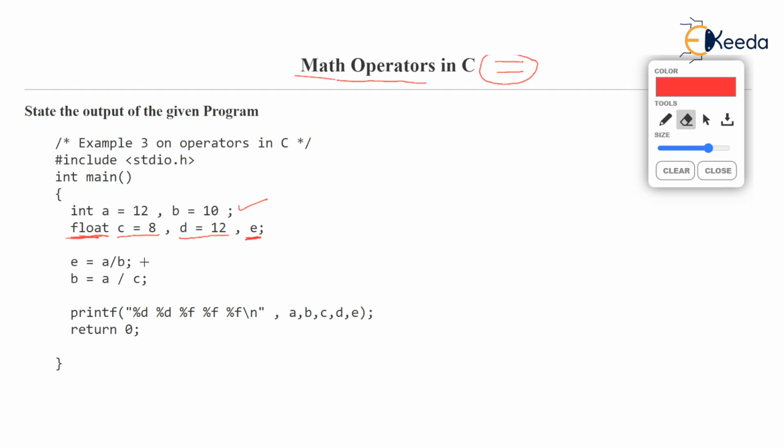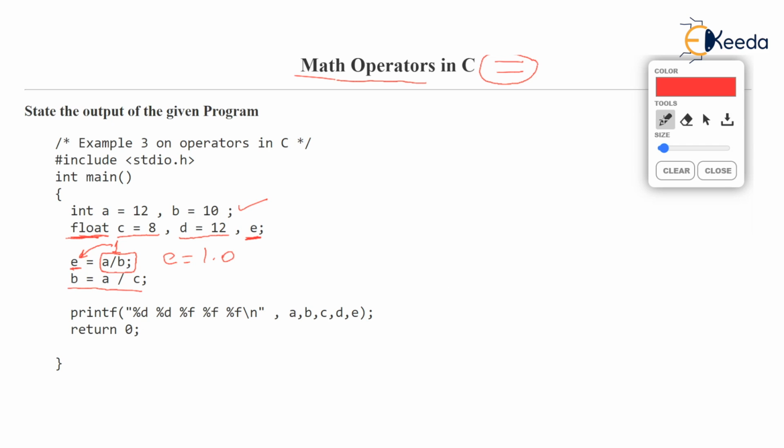Now coming back to this again, what do you have as A by B? Remember, in this statement RHS will be solved first. So this will be 12 by 10. 12 by 10 is 1, and then 1 will be stored in the left hand side, but E is a float. So E will become 1.0. That's it, but E can't become 1.2. Now start the next line.